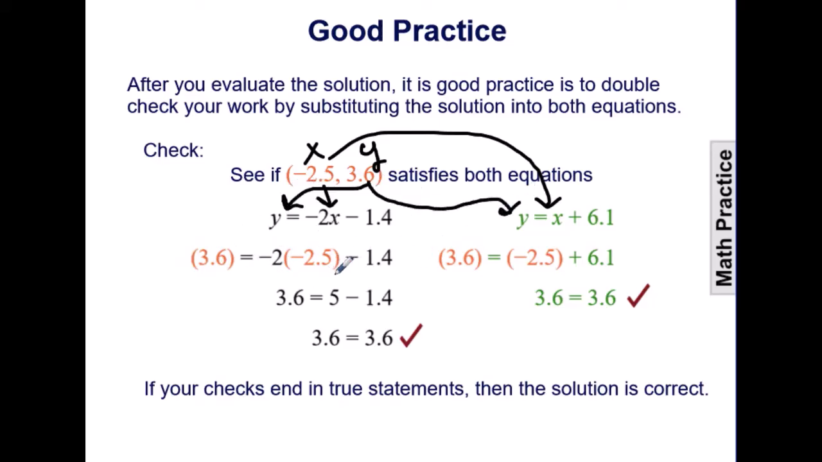When we make our substitutions and simplify down, it does make both equations true. 3.6 equals 3.6 in both cases. So that means the solution is correct.